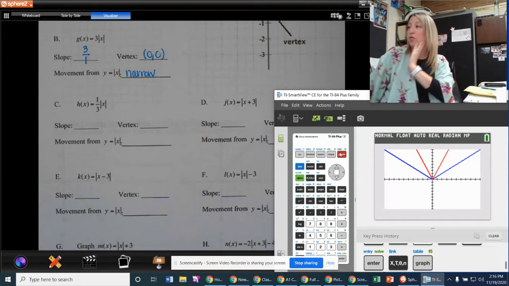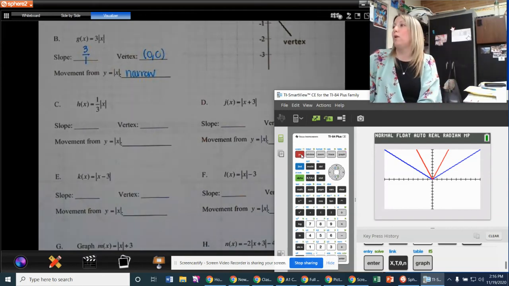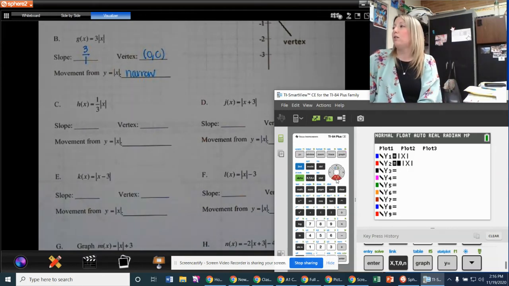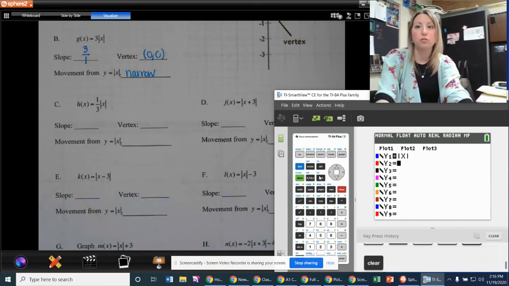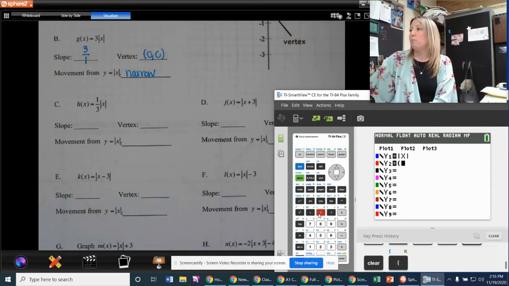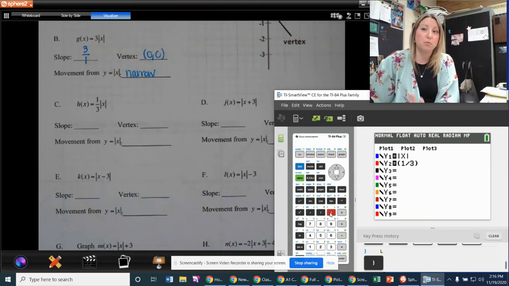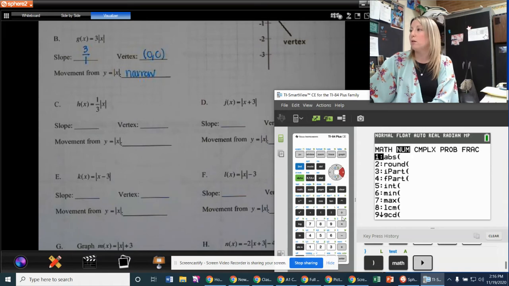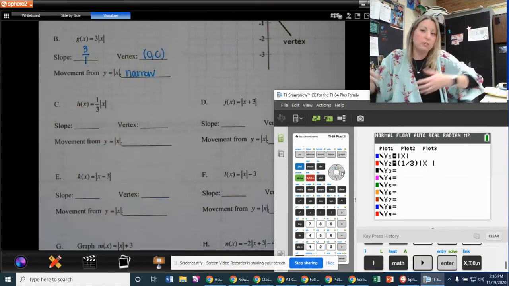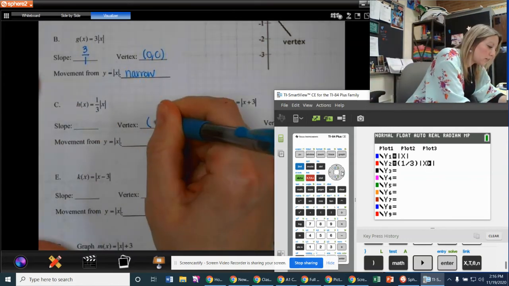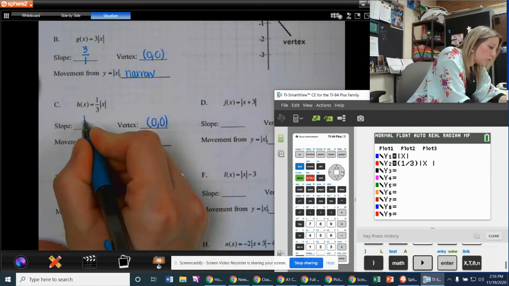C, now we've got a 1/3 in front of the absolute value bars. So go to y equals, get rid of this guy, and now it's a 1/3, it's a fraction, right? So fractional slope is front parenthesis 1 divided by 3, right? Because fractions are just mini division problems. End parenthesis. Now we can put our absolute value bar, so math, arrow right to number, and then put our X in there. That's all we have. There's no 0 inside. There's 0 outside. This is still a 0, 0 vertex. But now your slope in front is 1/3.